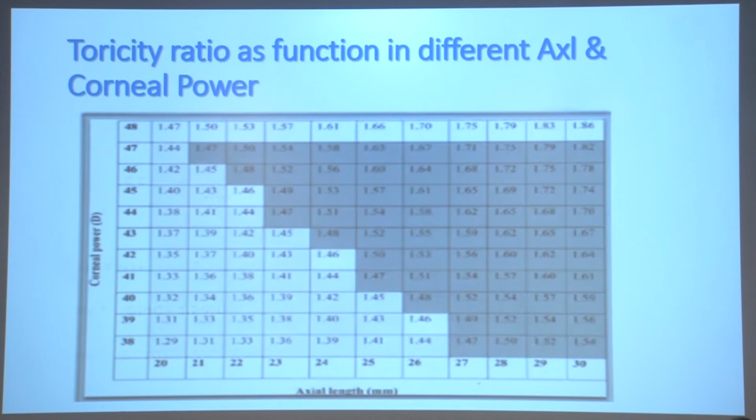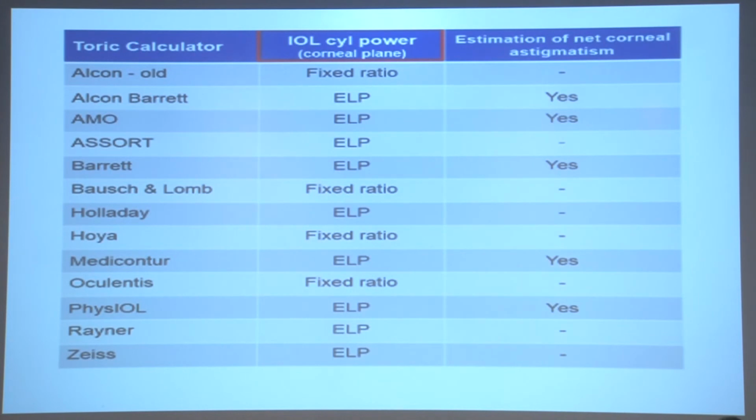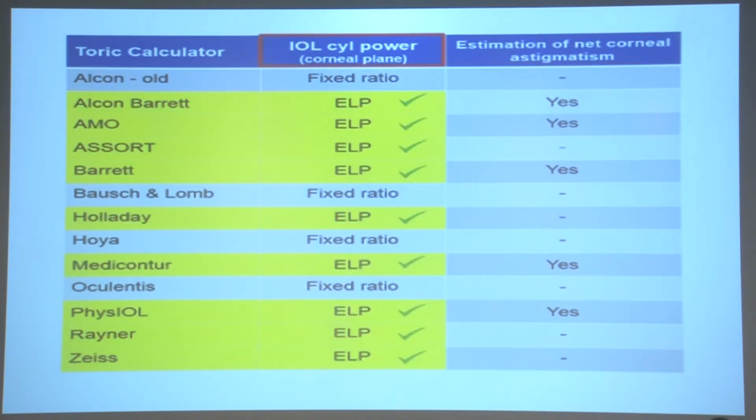So this is the chart. How do you consider high myopic patients and hyperopic patients? Even steeper corneas and flatter corneas have a different toricity ratio. And this whole thing has been incorporated by the different calculators. So which calculators are incorporating this? These are all the calculators which are considering the effective lens position ratio, but the remaining are not.